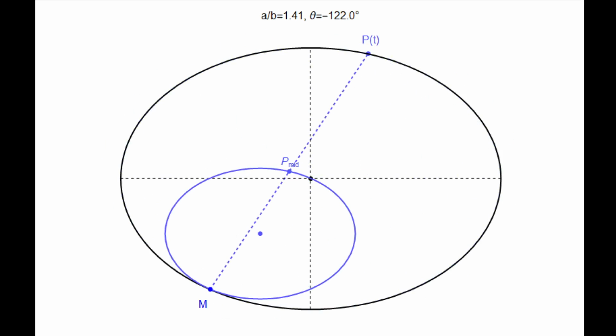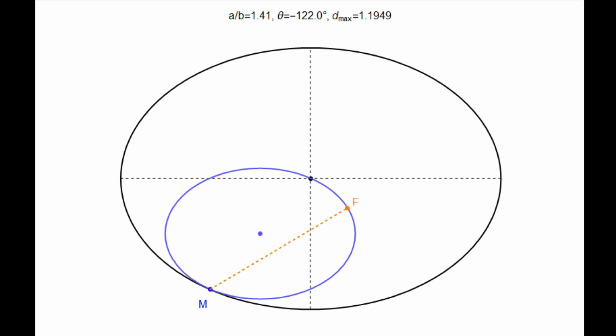I'm going to turn off the construction line, and I want to ask the following question. Out of all points on the blue ellipse, which one is farthest from M? Okay, so I'm going to compute that internally, and I'm going to report that I've gone through all the points on the blue ellipse, and I found out that F is the farthest one. So this is the longest chord across all possible chords in the blue ellipse, where one of the endpoints of the chords is M.